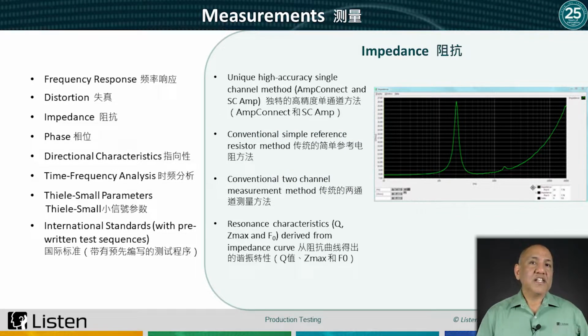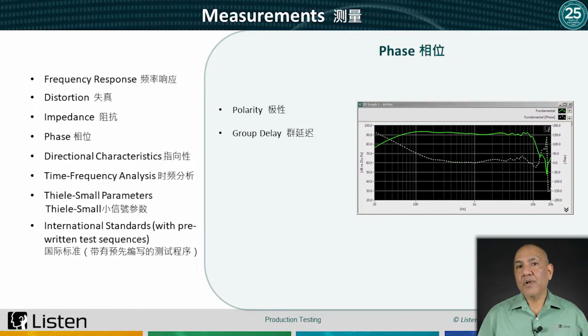Impedance. This identifies the max impedance, and you can also calculate the resonant frequency and Q of the resonant peak, which are all important quality factors. Polarity. Positive input signal causes the loudspeaker or device to move out. Good for identifying potential wiring problems in production testing.